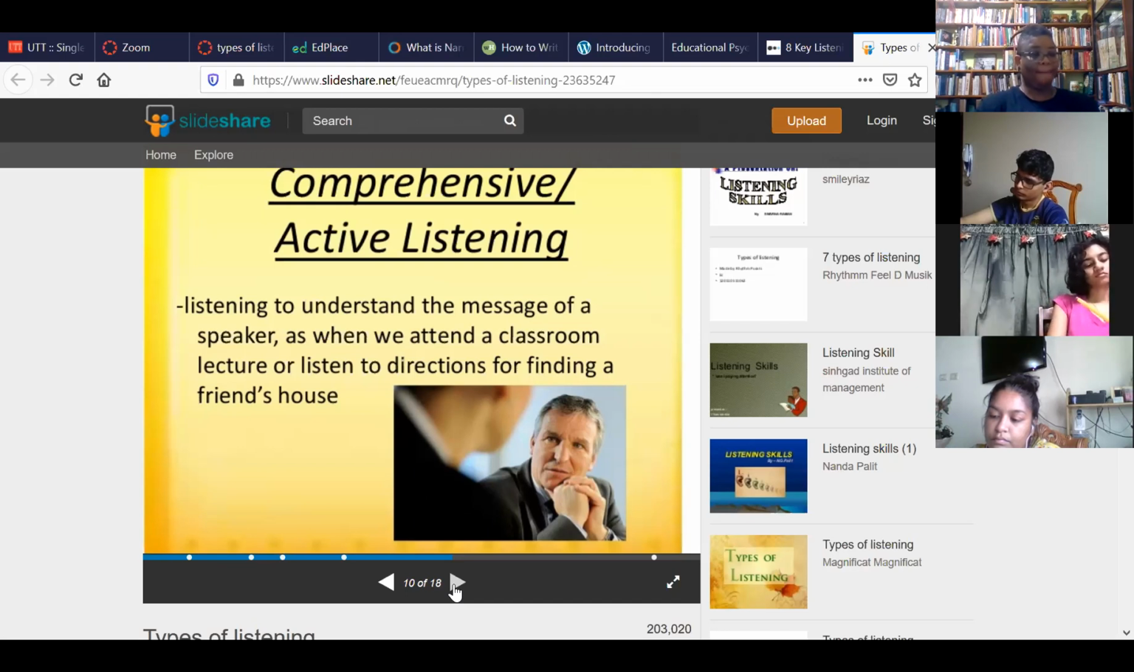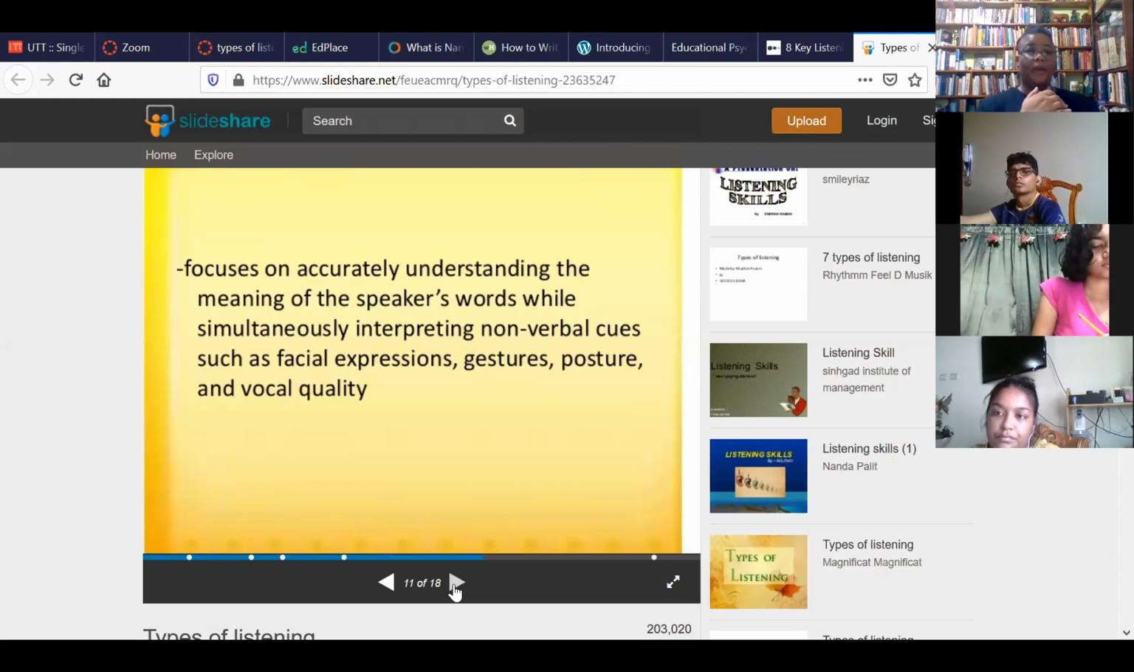Comprehensive active listening. Here's where you want to extract as much information as possible from the message. So the sender is sending all forms of information. As a comprehensive or active listener, you are trying to reassemble the totality of the message. So you're looking for the inherent meaning. And usually in comprehensive or active listening, the person is giving you instructions or explaining something complex. So you're trying to reassemble that message, right?